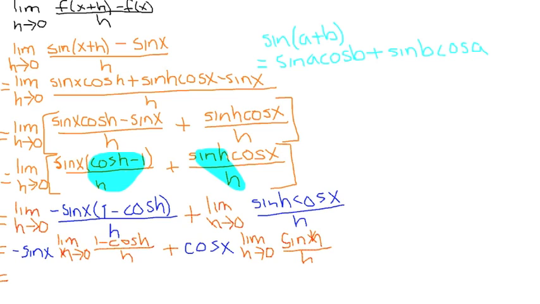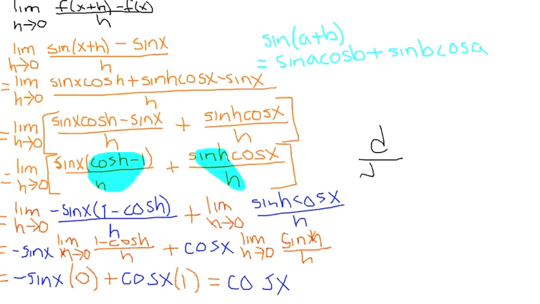Now this is where the limits that we calculated in the past two videos come in handy. We have negative sine of x times 0 plus cos of x times 1. Multiplying this out, we get a final answer of just cos of x. Therefore, the derivative with respect to x of sine of x is equal to cos of x.